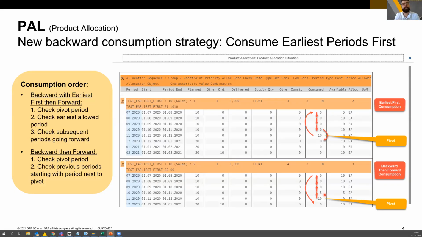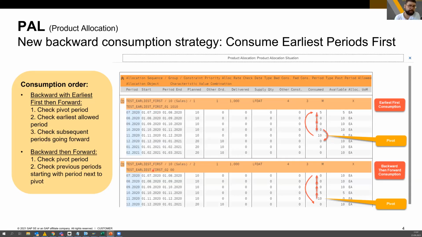But for some businesses, they say, no, if we maintain a product allocation, we want the oldest to be consumed first, because we want to consume from oldest to newest. And this is what we introduced now as a new consumption strategy, which is seen above here. So if you say backward, then forward, but oldest first or earliest first, what we do with regards to consumption, we jump to the earliest.